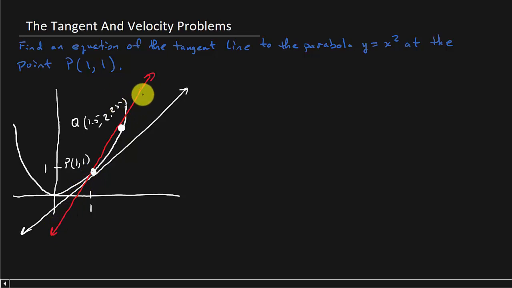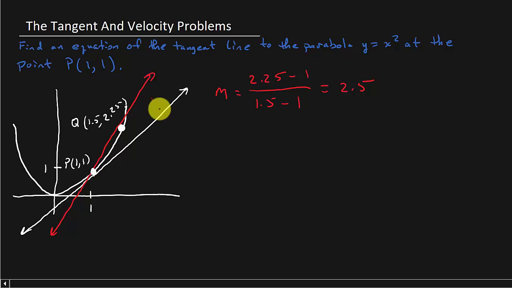But you can see that the slope of this red line is not the same as the slope of this white line. Okay, they're not the same. But if we did find the slope of the red line, well, that's going to be what? 2.25 minus 1 over 1.5 minus 1. And that would give us 2.5. That's the slope of this red line. All right. And we can see that it's off quite a bit here.